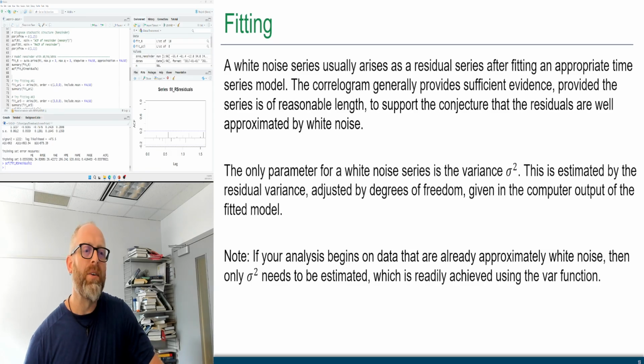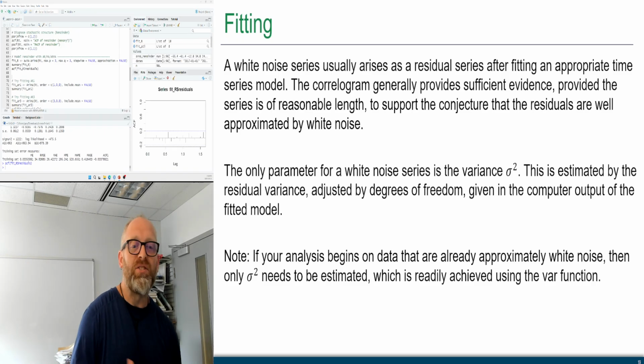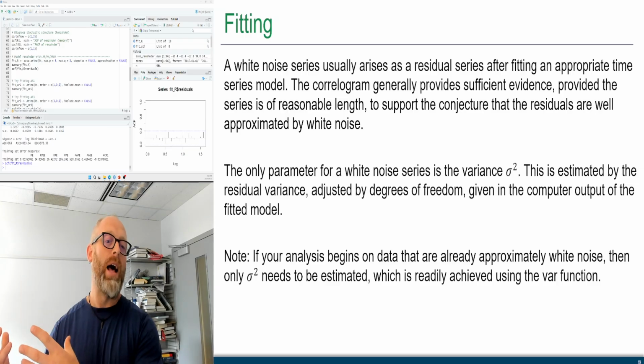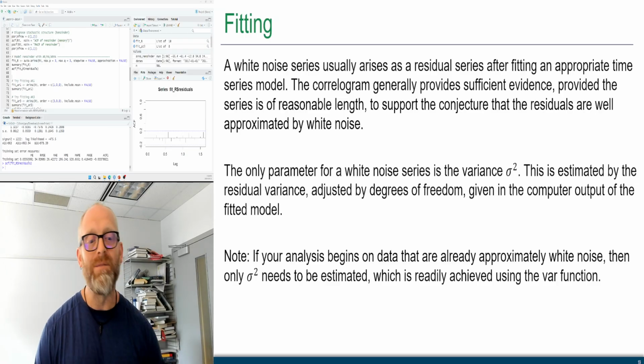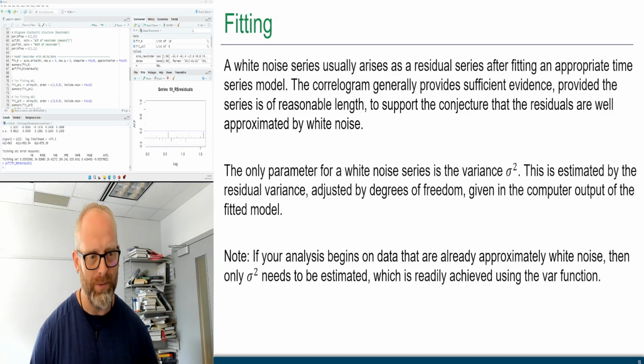So the only parameter for a white noise series that we really need, once we get down to that one point in time, is to capture what the variance is going to be, that sigma squared. And of course, we can do this simply by using the var function inside of R, because once I have that final white noise series, I can estimate its variance based upon the data that we have. All right.